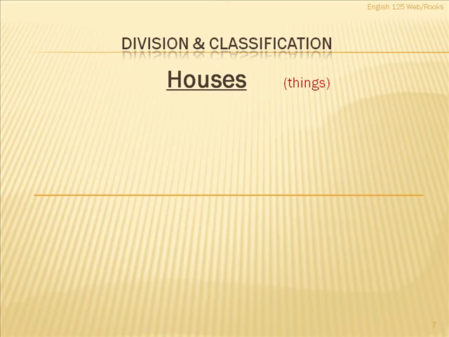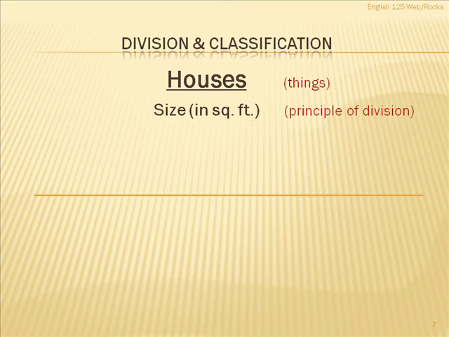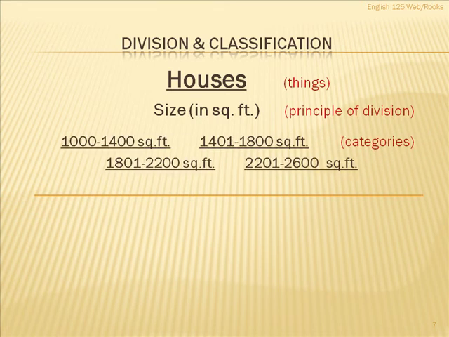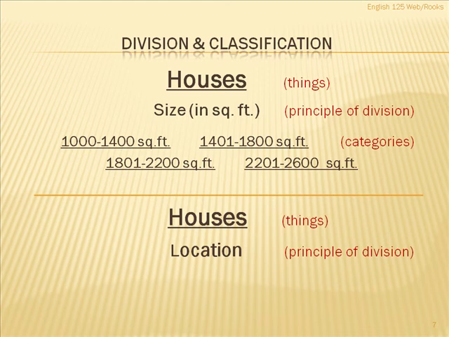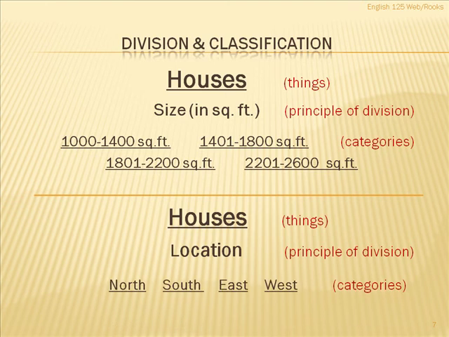Let me give you an example using something a little different. Let's use houses. Let's say maybe you're in real estate. One of the ways that you could divide up your listings on houses would be by size in square feet. That would be your principle of division. And then your categories would be ranges of different sizes of square footage for the homes. Or maybe instead of by size, you decide to divide up the houses by location. In that case, your principle of division would be location, and the locations would be your categories, such as north, south, east, and west.